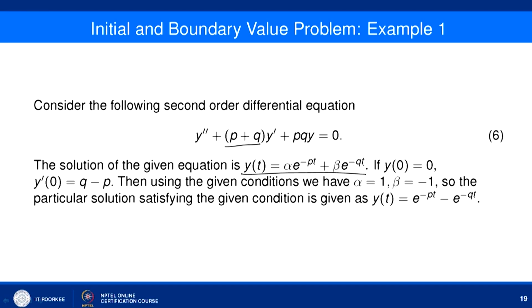Now, the conditions along with this differential equation are given as y 0 equal to 0 and y dash 0 equal to q minus p. Since it is a second order differential equation, we need two conditions. One condition is given at 0 as 0, and one condition is given at 0 in terms of the derivative, so y dash 0 is equal to q minus p. We can simplify this and say that we have alpha equal to 1 and beta equal to minus 1.